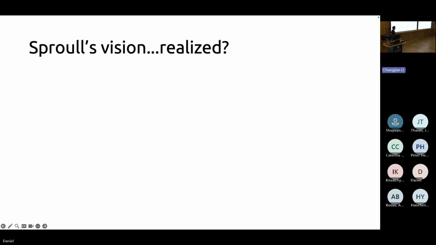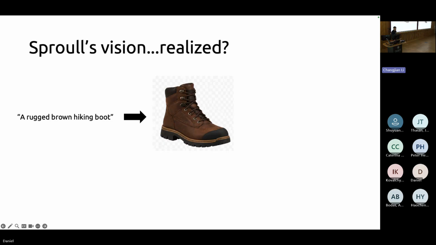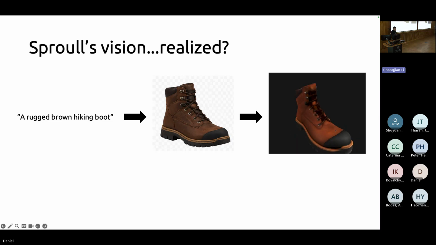So it sounds like Sproull's vision has been realized, where we have these systems where a user can take a very coarse, easy to describe idea, like a rugged brown hiking boot. They can put it through your image generator of choice, like OpenAI Image 2. And then you can put it through one of these image-to-3D generative models and get a really nice detailed 3D object out.